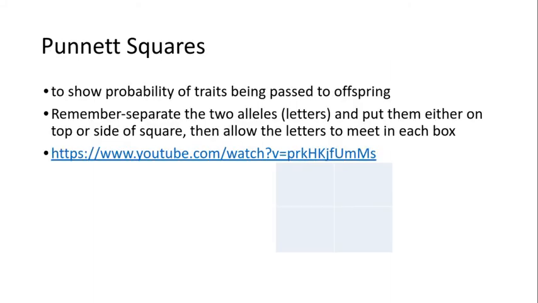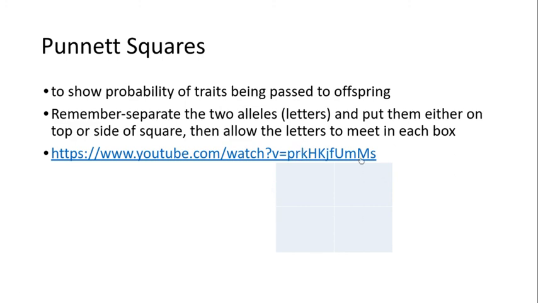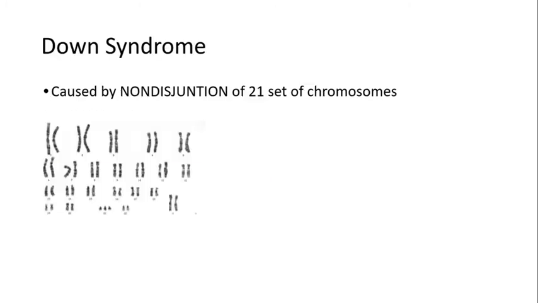We also need to know how to do Punnett squares. So this is what Punnett squares do. They show the probability of a trait being passed off to the offspring. It does not give an exactness or a preciseness, but it gives a probability of a trait being passed off. So remember, this is what we did on the paper that one day. So remember to separate the two alleles and then put them either on the top or the side and allow the letters to meet. This is a good YouTube clip here, click on this and watch this clip, all right? Remember this is like the box we'll use, like this little box. You put the letters here, here, here, and here, and then they meet in each box. But watch this YouTube clip here. That'll explain how to do Punnett squares to you again.